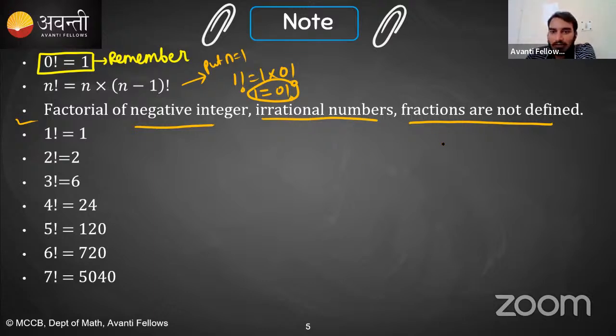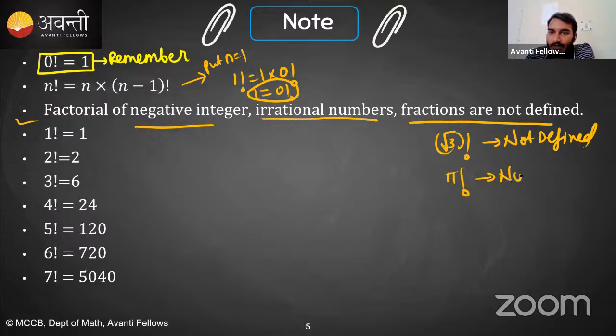So if I ask you, what is root 3 factorial? You will say not defined. Similarly, pi factorial is not defined. Why? Because pi is again an irrational number.